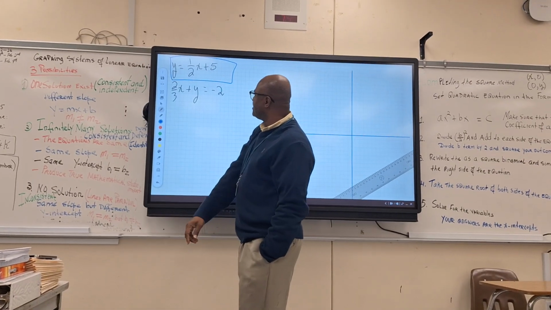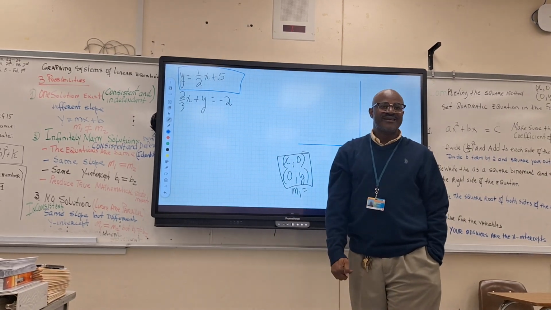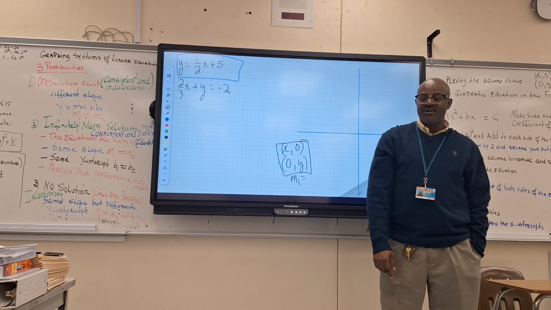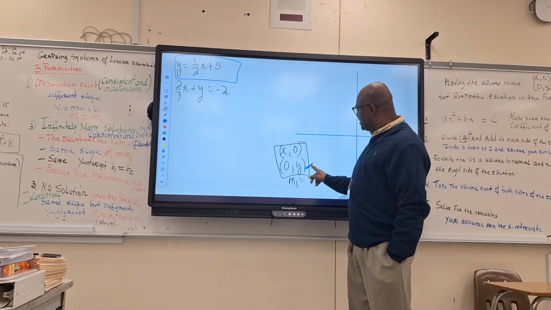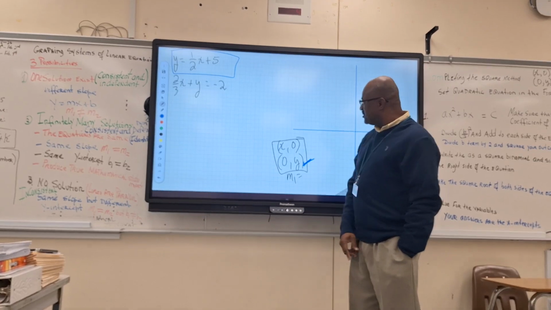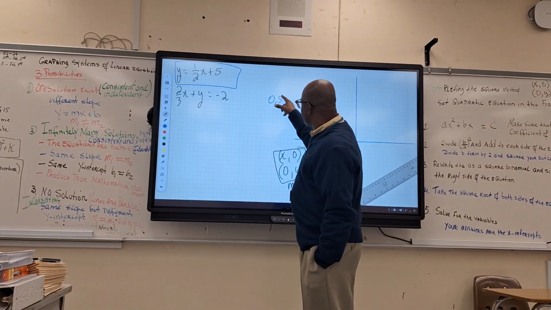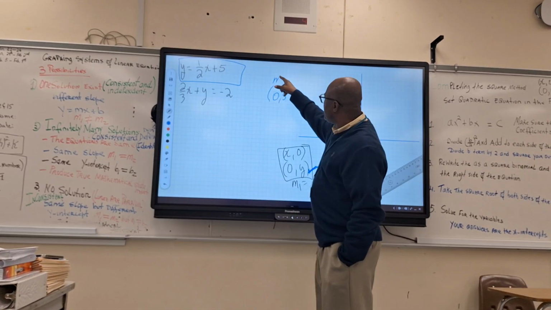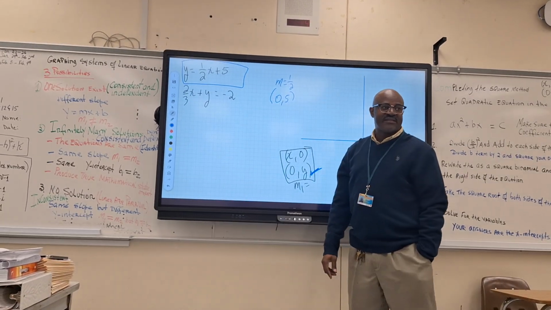What form is that? Slope intercept. In this case, they already give you 1 point. Which point is given to you? The y-intercept. How will you write it as an ordered pair? (0, 5). And what is the slope of the equation? 1/2. M is 1/2. Now the only thing we're missing is the x-intercept.